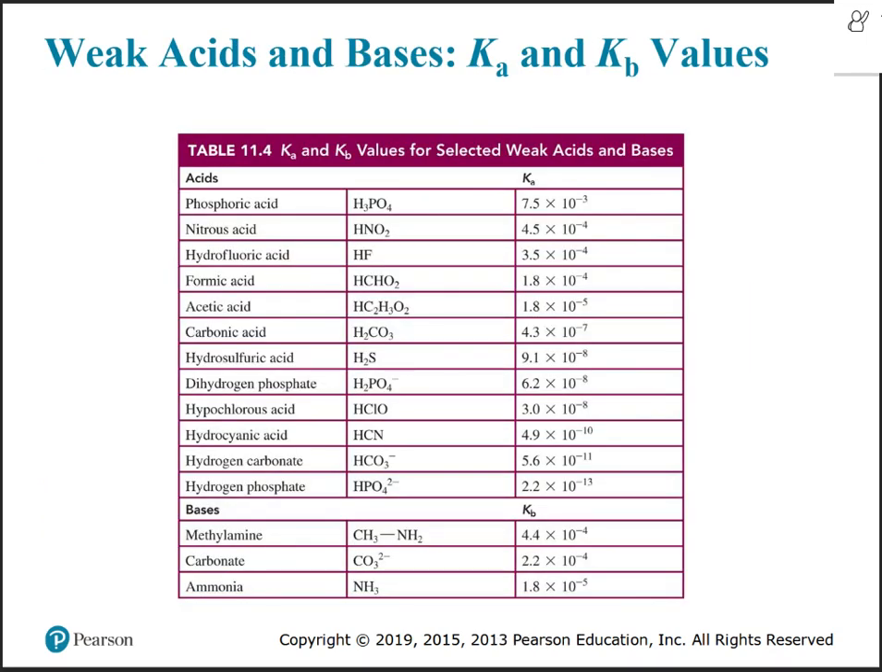So this table is just examples of different weak acids and bases and their Ka and Kb values. When you're doing your homework, if it's not specifically labeled as a weak acid or a weak base, this table can help you. So have it handy just in case you need to identify something as a weak acid or a weak base, so that you can tell whether or not it's a strong electrolyte or a weak electrolyte.